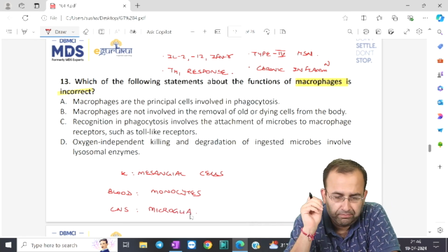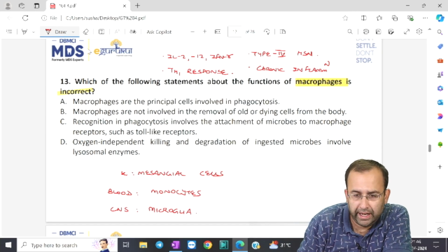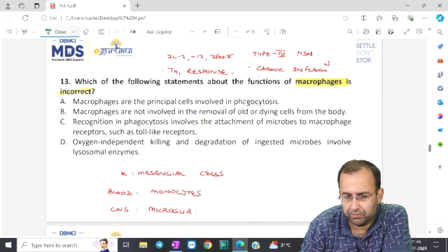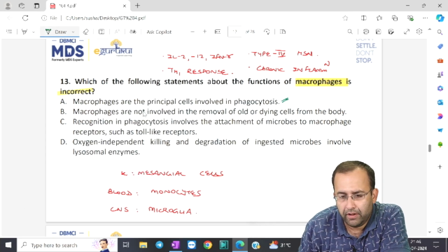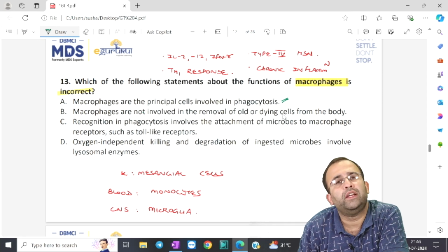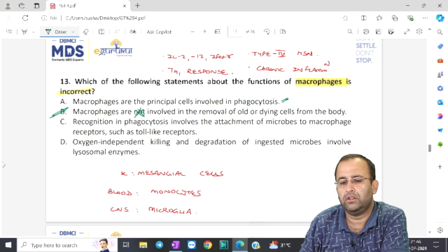Agreed. So let us see which statement is incorrect. Starting with the first option. They are principal cells involved in phagocytosis. Fair enough. They are not involved in removal of old and dying cells. No, they are involved. So this statement is incorrect.